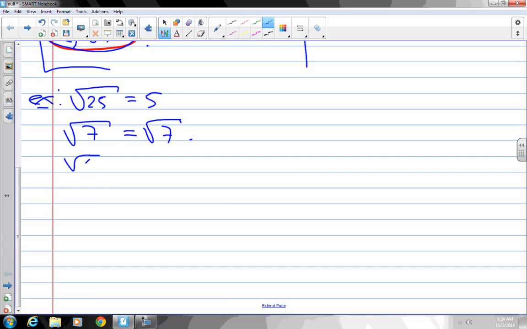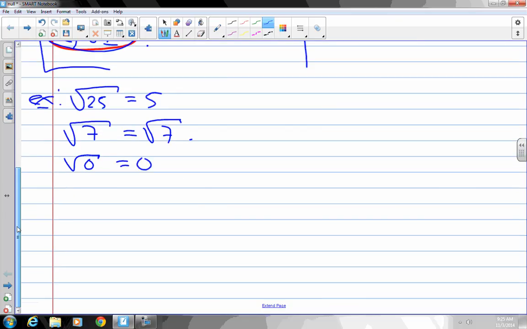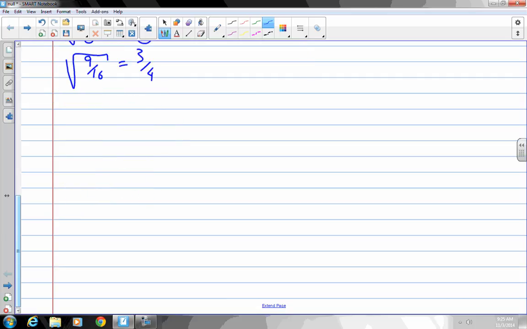All right, how about square root of 0? When you're trying to answer the square root of 0, what number are you looking for? 0, because 0 squared equals 0. So I should probably make a little correction here. B is greater than or equal to 0. So 0 is allowed. If I ask you a square root of 9/16, what do you think that is? 3/4. So we'll take the square root of the top, and we'll take the square root of the bottom.